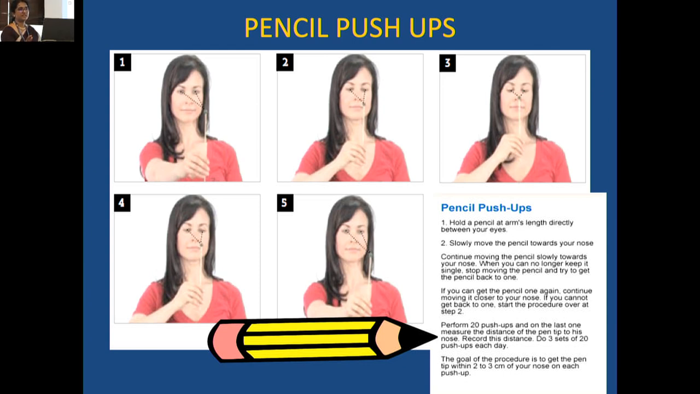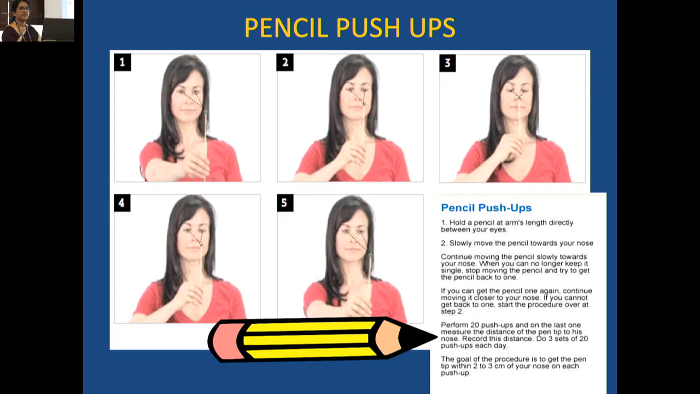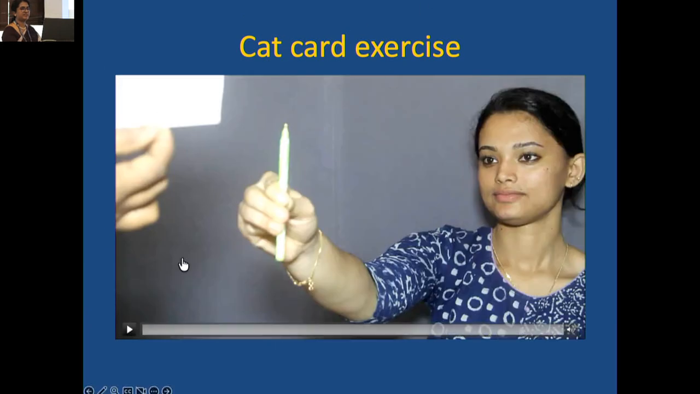The most important thing when you advise pencil push-ups is that you have to advise them properly. The patient will have a lot of problems because of this asthenopia, and whatever you convey to the patient, they will be doing it. So it's our responsibility to do it properly. I say this because most often it's not done properly. It's a very simple thing. I'll just show the video. This is a CAT card exercise being done.